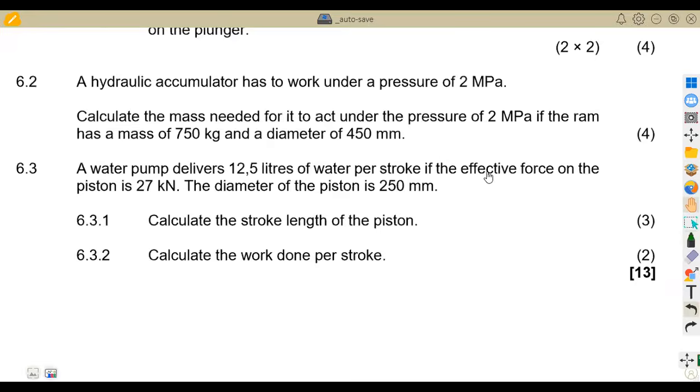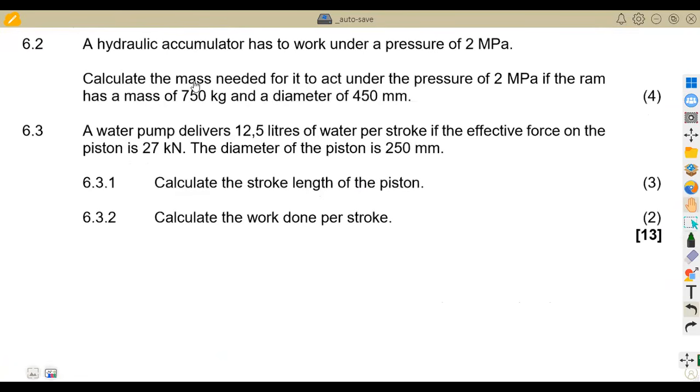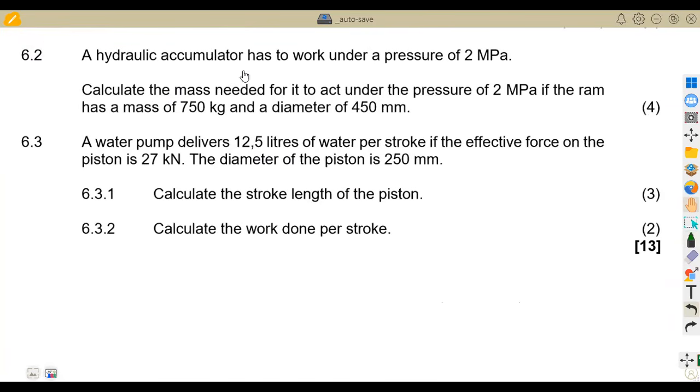All right, anyway, let us see question number 6.2. We are given on 6.2 that a hydraulic accumulator is to work under a pressure of 2 megapascal. So we are given the pressure it is operating at. Calculate the mass that is needed for it to act under the pressure of 2 megapascal, if the ram has a mass of 750 kilograms and a diameter of 450 millimeters.